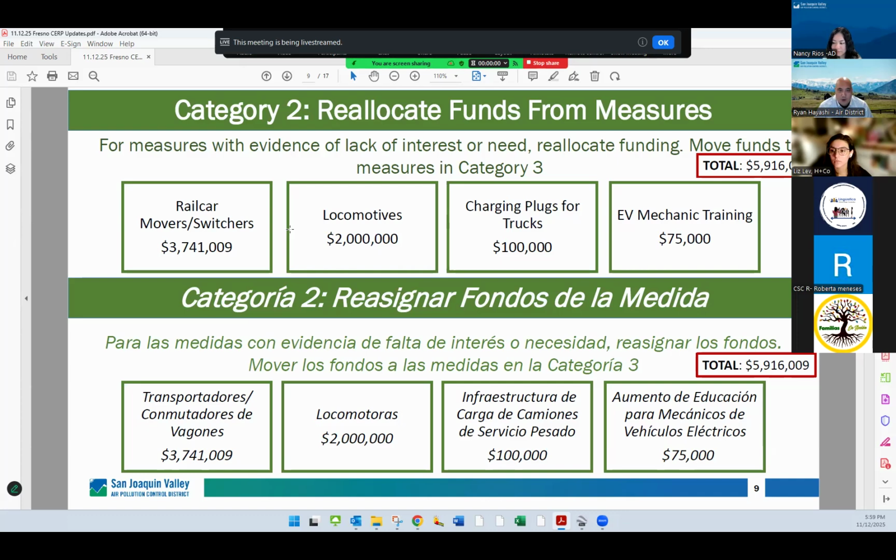The other one was locomotives. And it's the same kind of thing. Locomotives, we made that earlier commitment to look to reallocate those funds, understanding that most of that was long haul, and those emission reductions wouldn't be as focused in the South Central community. So that was another one. Charging plugs for trucks. This was a great, kind of going back to the early adoption to some of the electric trucks.